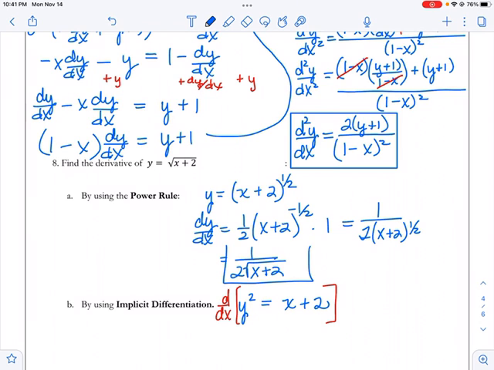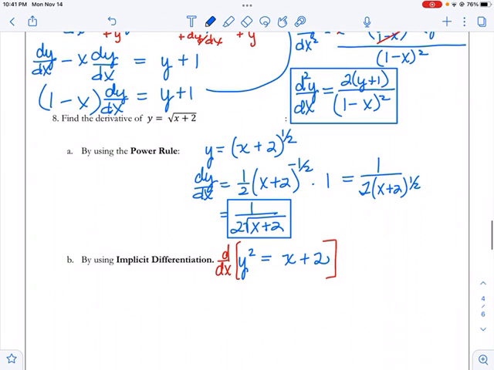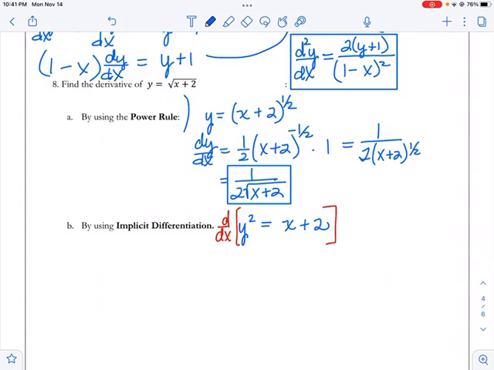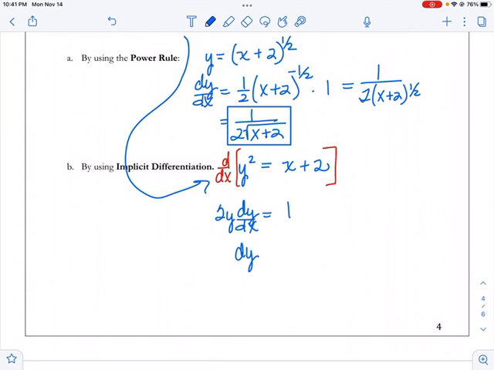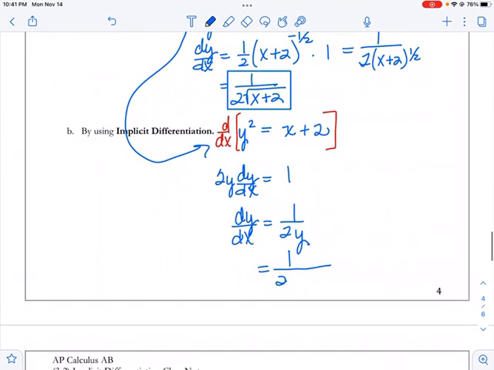So there you have that derivative. Well, we could also use implicit differentiation with this. What I would do then is I would square both sides, right? So on the left-hand side, we're going to get 2y dy/dx is equal to, on the right-hand side, we're going to get 1. So we get dy/dx, the derivative, is equal to 1 over 2y. Now, you guys know y is equal to the square root of x plus 2, so 1 over 2 square roots of x plus 2. And there you have it.